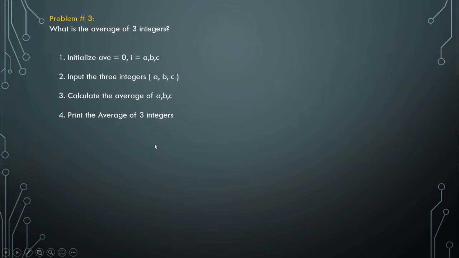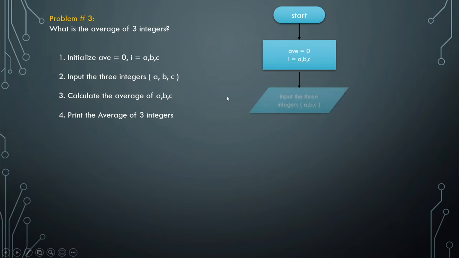So, punta tayo sa flowchart. Start. So, una, initialize the average. Integer A, B, and C. Process. And then, input the 3 integers. So, from the word itself, input, gagamitan natin ng input box. Input the 3 integers, A, B, and C.